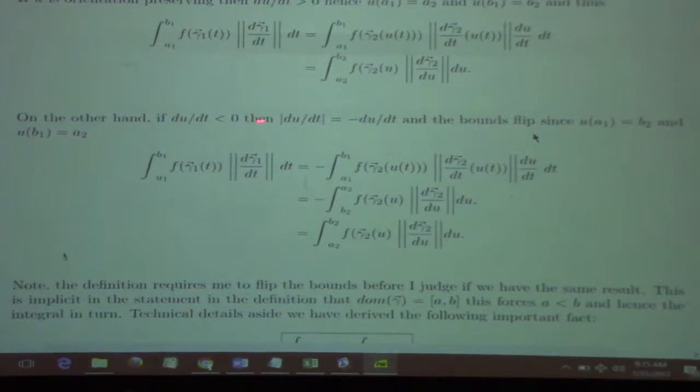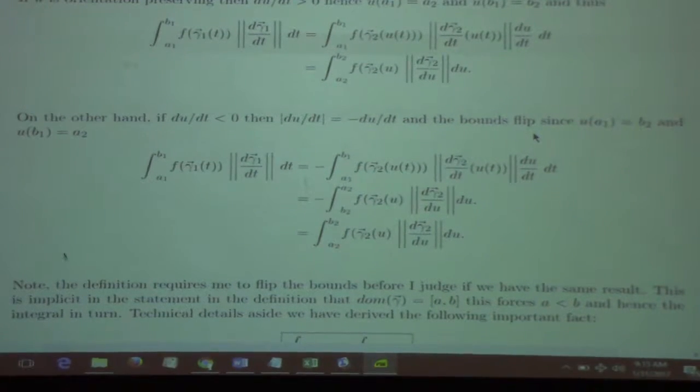But if du dt is less than 0, then the absolute value of du dt is minus du dt, right? And it also means the bounds are flipped because it's a decreasing function. So it flips the bounds. And so it's kind of cool. So you get the minus from this, right? And then you flip the bounds because it's decreasing, and then you have to flip them back. That minus cancels the other minus, and we're still getting the same arc length integral.